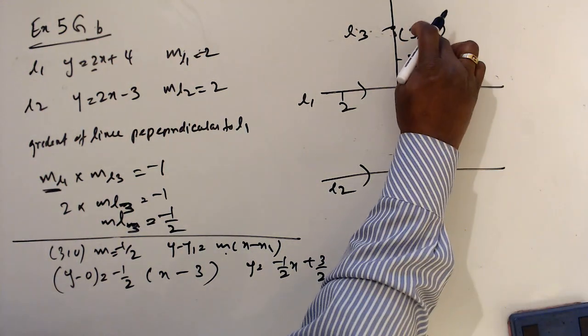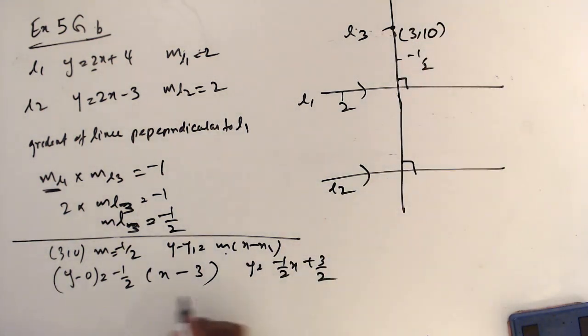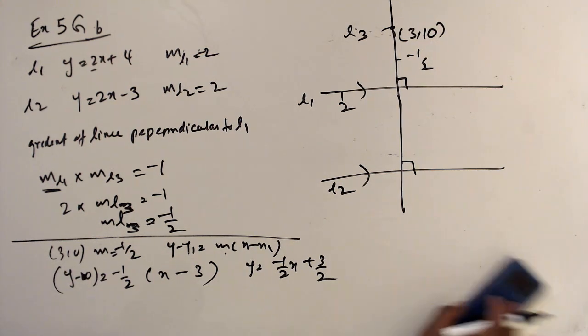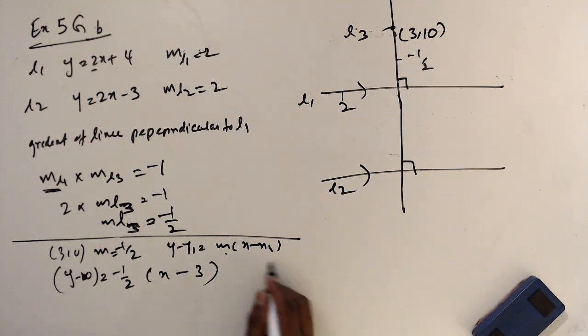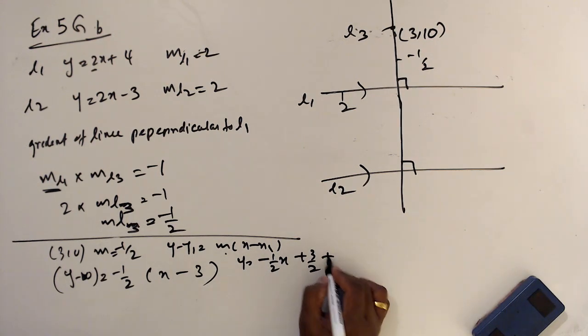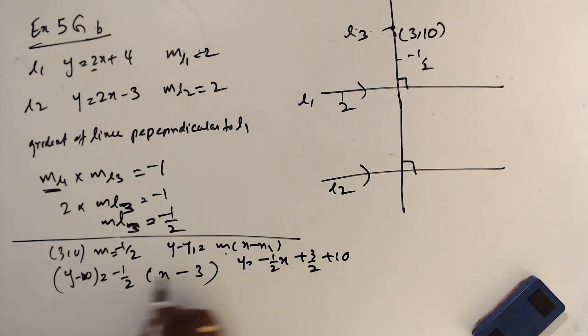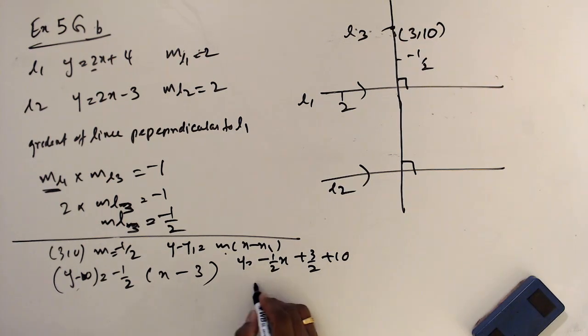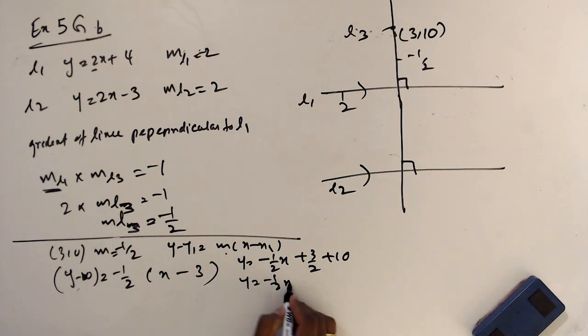So this point is not 3, 0. This is 3, 10. And a bit of correction: y equal minus half x plus 3 over 2 plus 10. This minus 10 I took to the other side. It means y equal minus half x plus 23 over 2.